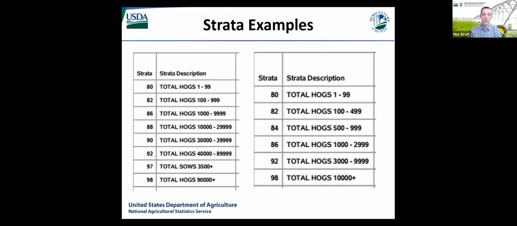And each state is different. These are just 2 examples. And you can notice here, strata 80 in both tables is the same. It's 1 to 99 hogs for both of them. However, when you jump down to strata 82, you can see on one side it's 1 to almost 1,000, and then on the smaller table side, it's 1 to 500. And once again, each state's a little bit different because they have different size operations. They have a different population we draw from. So we have to have different strata tables to make sure we're doing our best to come up with a complete number for each state.